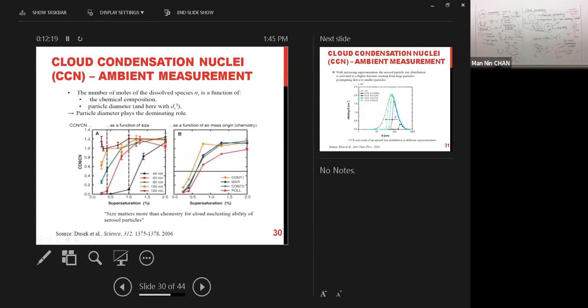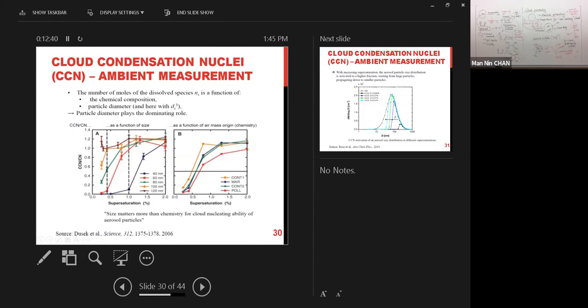And also, there's always some debate. Of course, we mentioned that when you talk about the CCN, people talk about the chemical composition, and people talk about the size. But you can ask which one would be more important, right? Whether the chemical composition is dominant or the particle size is dominant.